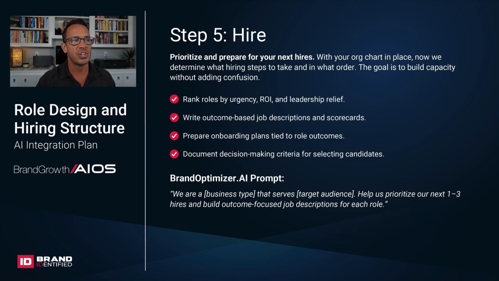Step number 5 is to hire. Prioritize and prepare for your next hires. With your org chart in place, now we determine what hiring steps to take and in what order. The goal is to build capacity without adding confusion. So rank your roles by urgency, ROI, and leadership relief. Write outcome-based job descriptions and scorecards, prepare onboarding plans tied to the role outcomes, and document decision-making criteria for selecting each of those candidates. And then for step number 5, I've given you another BrandOptimizer.ai prompt to help you out.